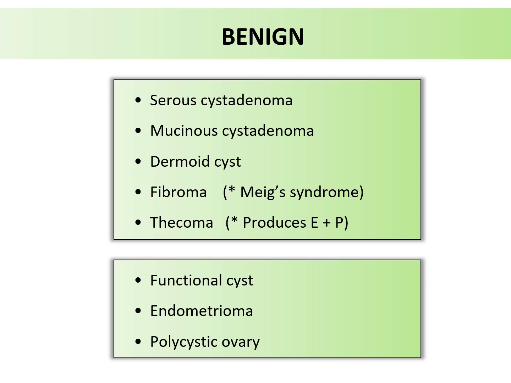Now, among the common benign lesions that we may see in the ovary, you are likely to come across the serous cystadenoma, the mucinous cystadenoma, a dermoid cyst, a fibroma which is known for its Meigs syndrome, a thecoma. Also, we often come across functional cyst, endometrioma or the chocolate cyst, and the polycystic ovary. Now, I know that the polycystic ovary is unlikely to be mistaken for a malignancy, but it does cause ovarian enlargement and therefore it finds itself in this list.